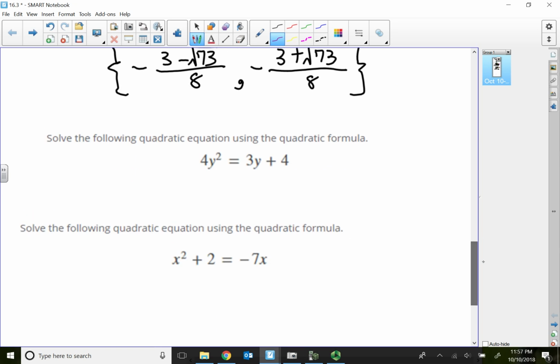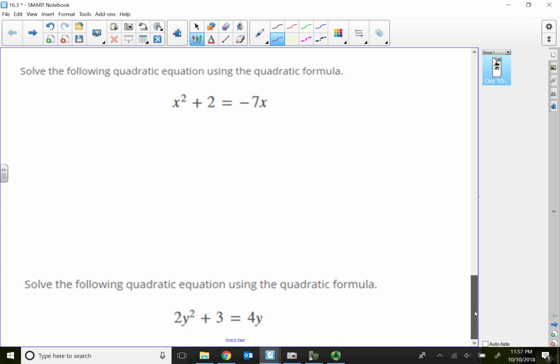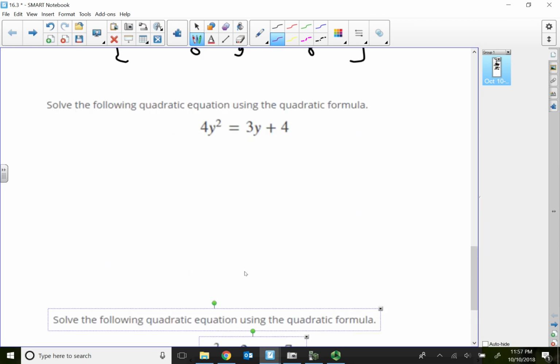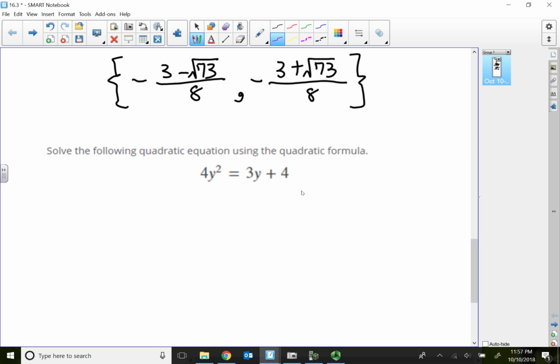All right, let's try this one. Got a couple more here. 3 more. All right, so this is a quadratic equation again because my leading term is y squared. So let's make sure all the terms are on the same side. That's the key thing we need to do when it comes to solving a quadratic equation. When we have more than 2 terms, make sure all the terms are on the same side of the equal sign.